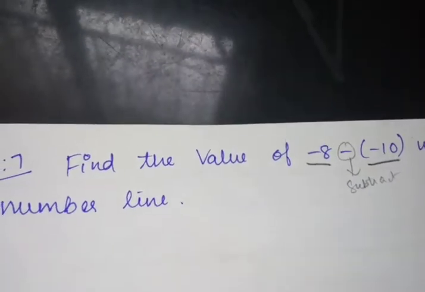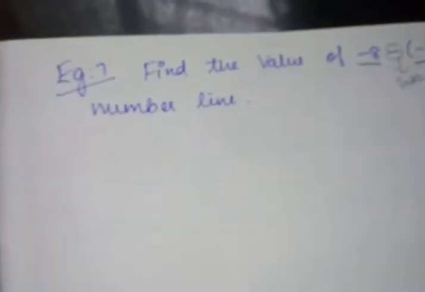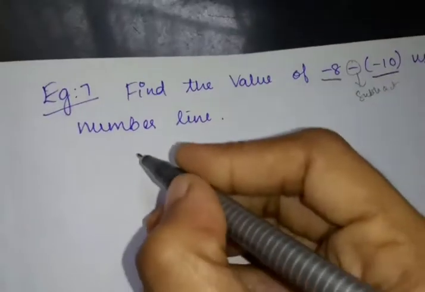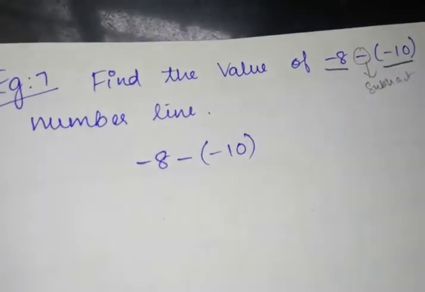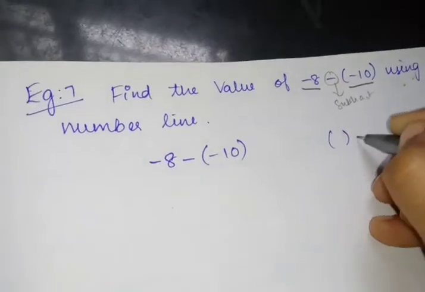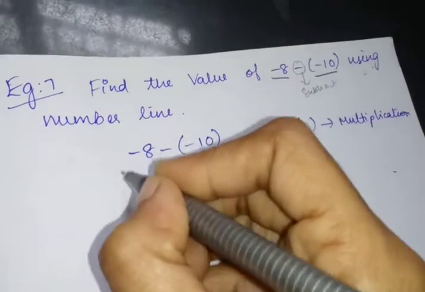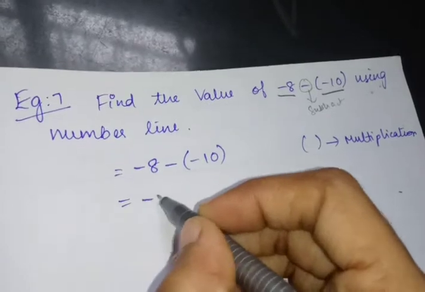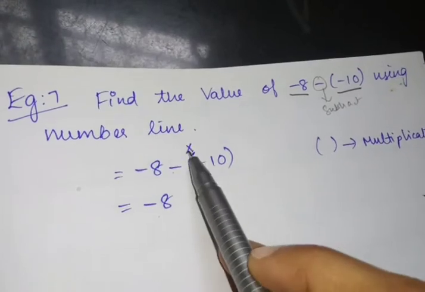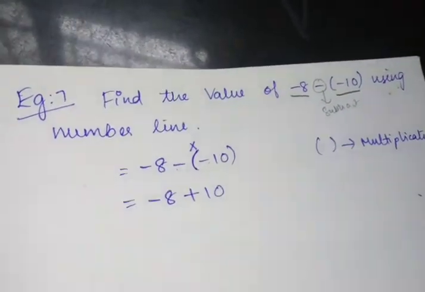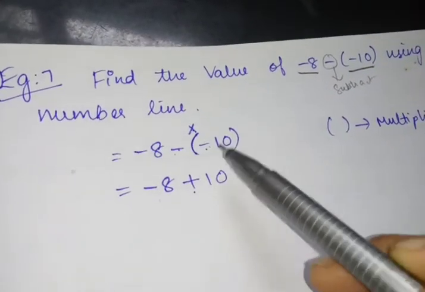So instead of doing the subtraction like a reverse of addition, I already told you one method. Minus 8 minus 10. What is the meaning of brackets? Brackets mean multiplication. Children, it is a multiplication. So instead of this bracket, it is a multiplication. So minus into minus, plus 10. Did you understand? Minus 8, minus into minus, plus 10.